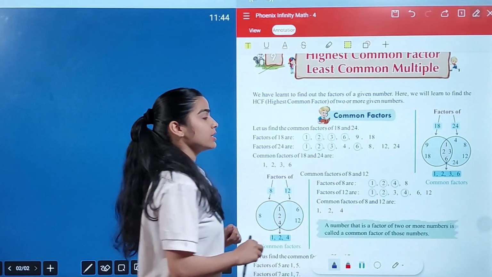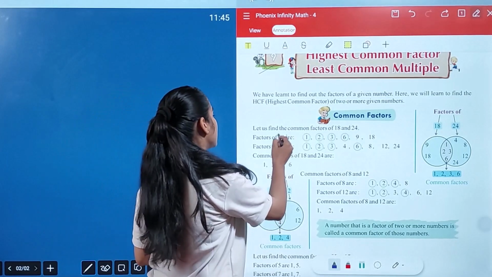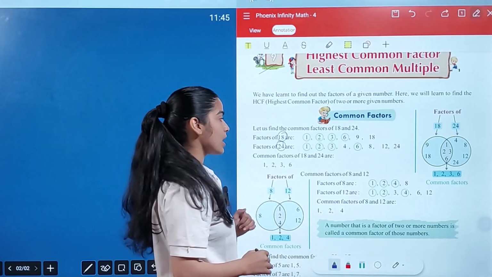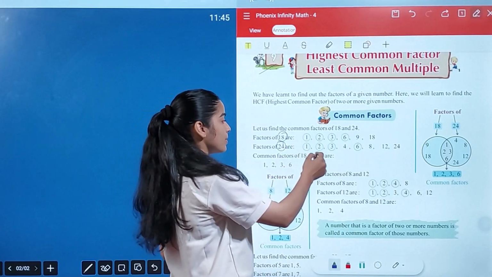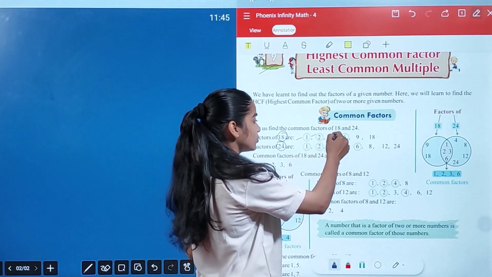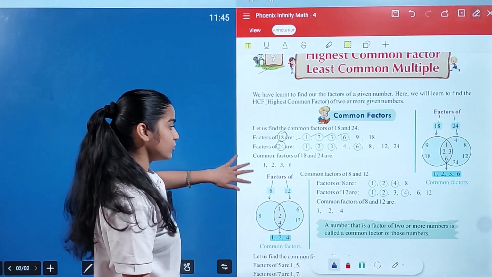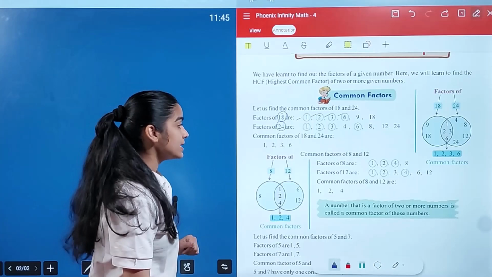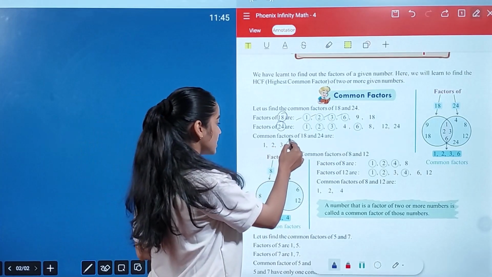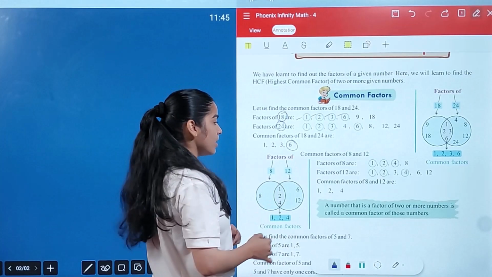First of all, we are discussing common factors. Common factor means, for example, we have two numbers, 18 and 24. We write the factors of 18 and 24, and now we have to identify the common factors among them. So 1, 2, 3, and 6 are the common factors of 18 and 24. After doing this, which number is the highest common factor? Among 1, 2, 3, 6, the number 6 is the highest. It means this is your HCF, highest common factor.